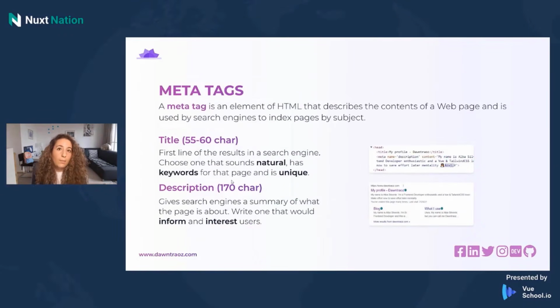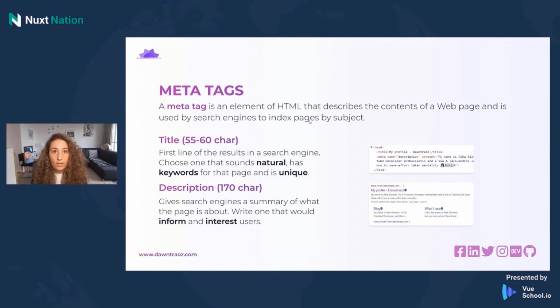So now that we have the basic stuff we need for SEO, let's start with the stuff that will make a difference in our SEO. So first of all, the meta tags are elements of the HTML that describe the content of a web page and are used by search engines to index pages by subject.